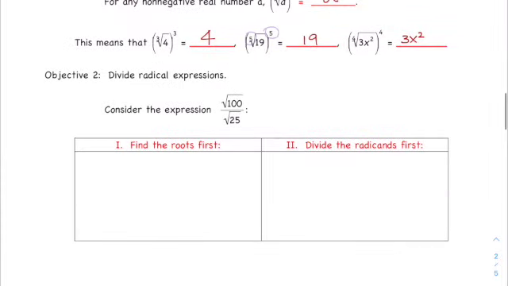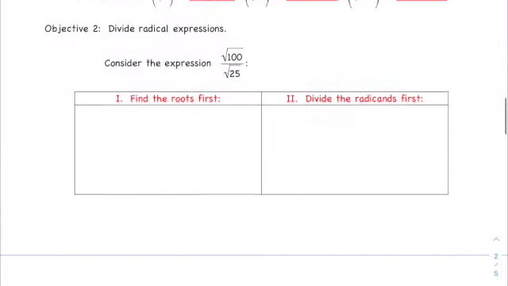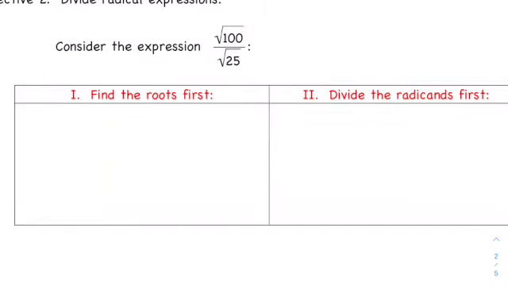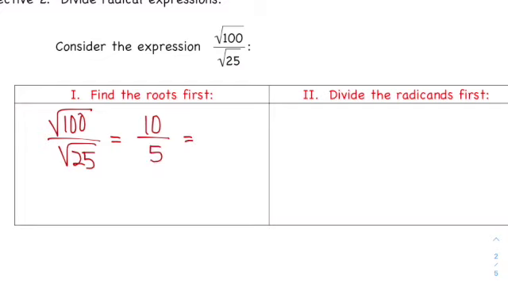So, the second objective, divide radical expressions. Now we are going to divide. So, the first way is to find the roots first. If you have square root of 100 over square root of 25, then you can do square root 100 is 10, square root 25 is 5, and when you reduce it, you get 2.